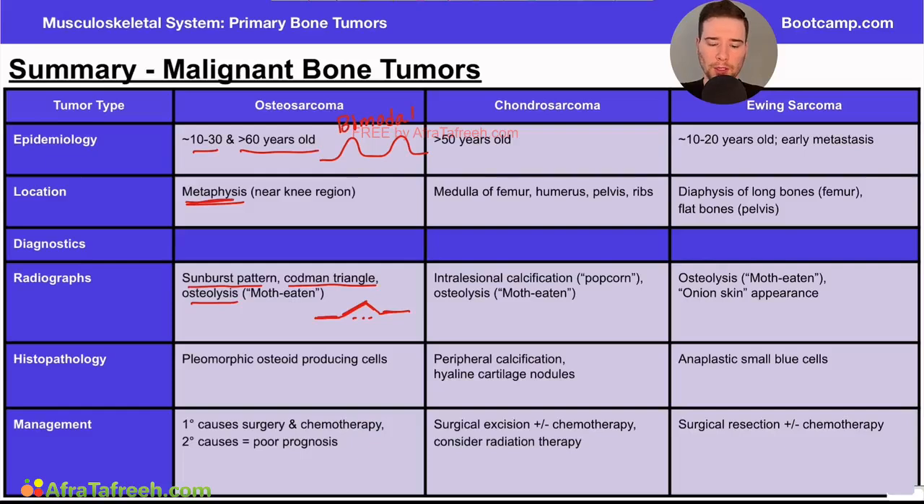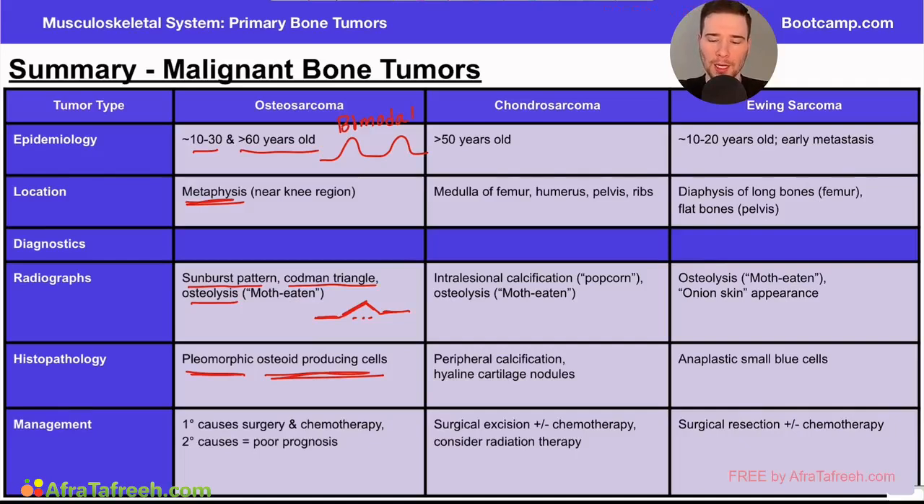findings. On histopathology, you get these pleomorphic or different shapes and sizes. Osteoid producing cells, these are known as malignant osteoblasts because they're producing too much of it, right? Normally we have osteoclasts and osteoblasts working in tandem to balance out our bone. But if this balance gets out of whack, if we have too much osteoblasts, we're building too much bone, which can lead to this bone tumor.